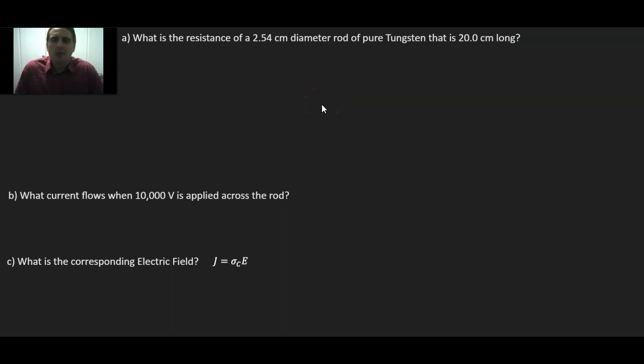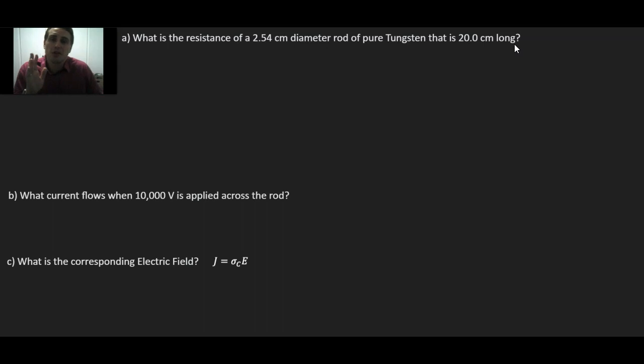Hello, I would like to perform a calculation of a resistor that is a cylindrical resistor using the ideal cylindrical resistor equation, and then from there calculate electric current through that object and also the electric field that is induced in that object. So let's look at this calculation. What is the resistance of a 2.54 centimeter diameter rod of pure tungsten that is 20.0 centimeters long?